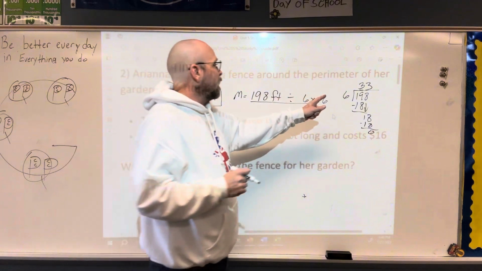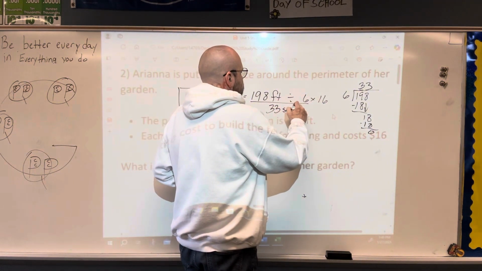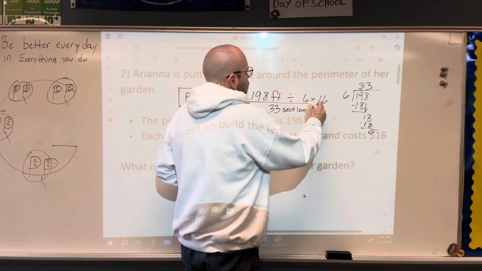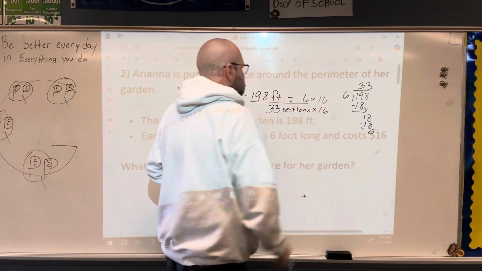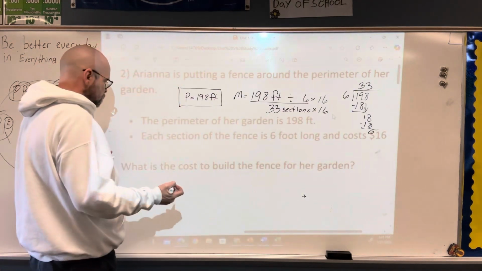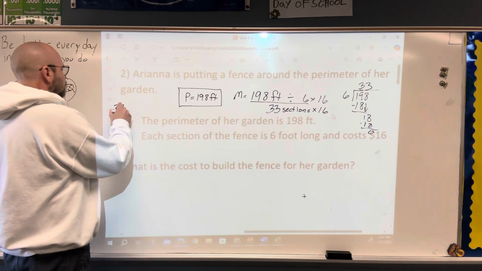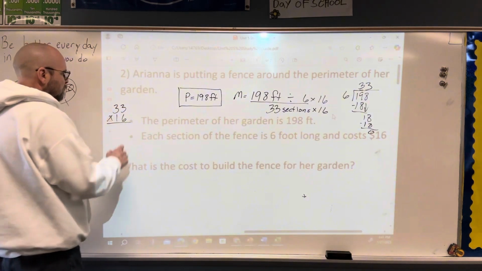All right, so we're going to have 33 sections of fence. I need to multiply each of those sections by $16 because each section costs $16. So we got some room over here. So let's do 33 times 16.